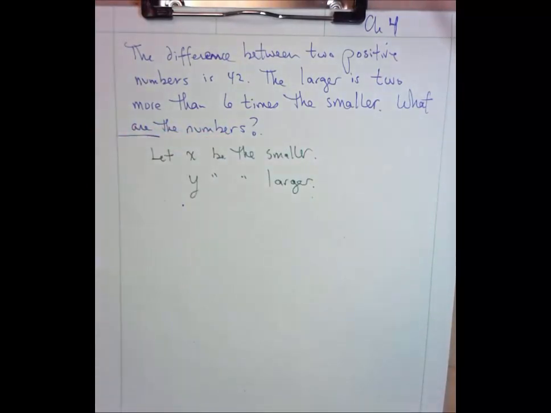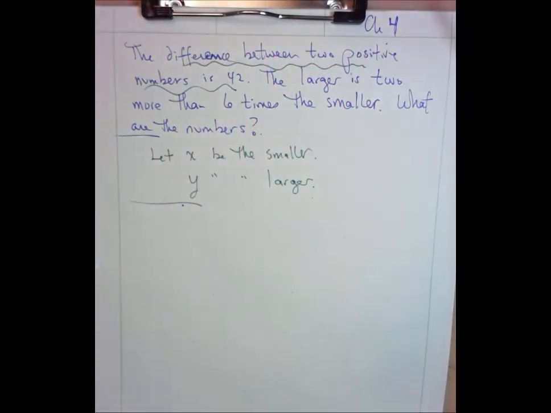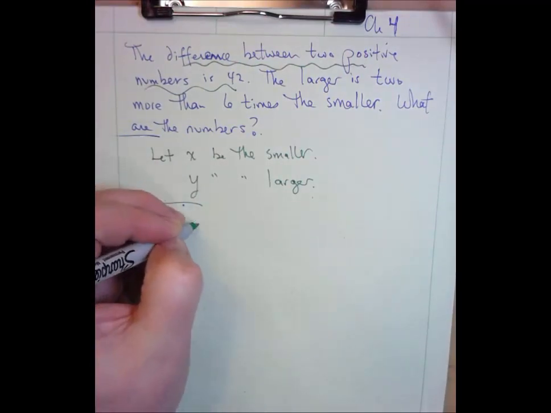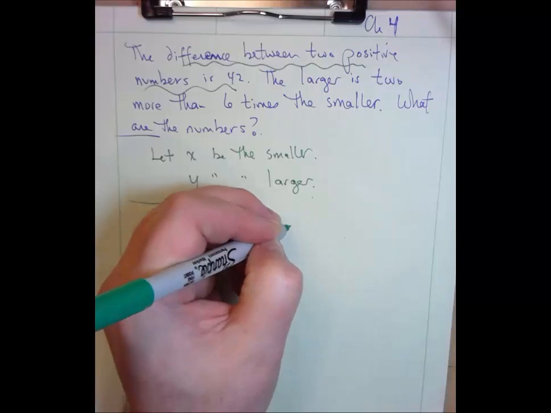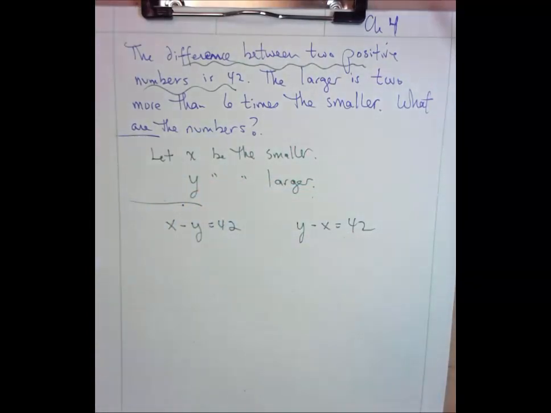So we've now named our unknowns, and it's important to do this because there are some subtleties here that you really need to track. So the first subtlety, let's break down this phrase. The difference between two positive numbers is 42. Now, difference means we're going to subtract them. That can be interpreted either this way or this way. There's two ways to write the difference, and we have to pick which one we want. And so this is where the details are important.